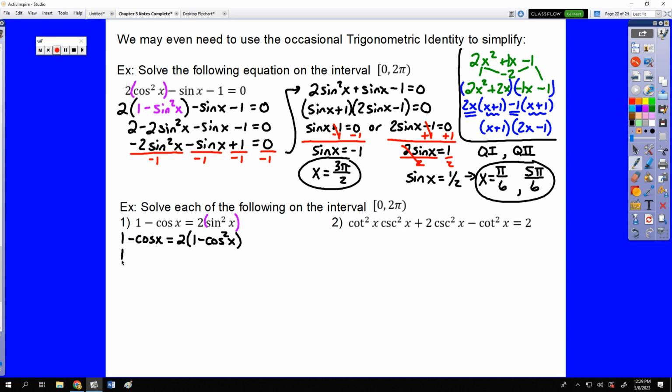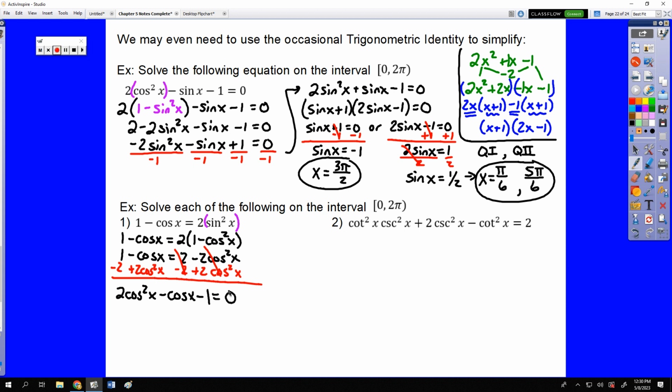Then I'm going to distribute and move everything to the left side of the equation so that cosine squared will be positive. I don't particularly like writing that underneath the cosine of x because they don't actually combine, so I'm just moving that over there. And we're looking at 2 cosine squared x minus cosine of x minus 1 equals 0.